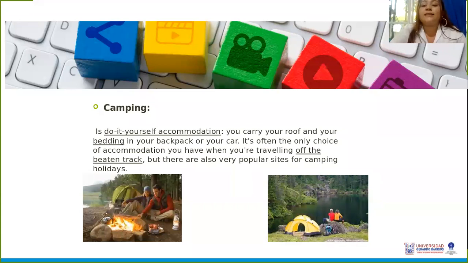In the last class, someone mentioned another type of accommodation for camping.